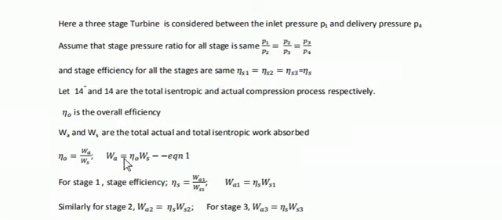So WA is equal to what? Eta naught WS, this is equation number 1. So from this you can get that WA is equal to eta naught into WS. For stage 1, stage efficiency eta s is equal to WA1 by WS1, so WA1 is equal to eta s into WS1. Similarly, for stage 2, WA2 is equal to eta s WS2, and for stage 3, WA3 is equal to eta s WS3.